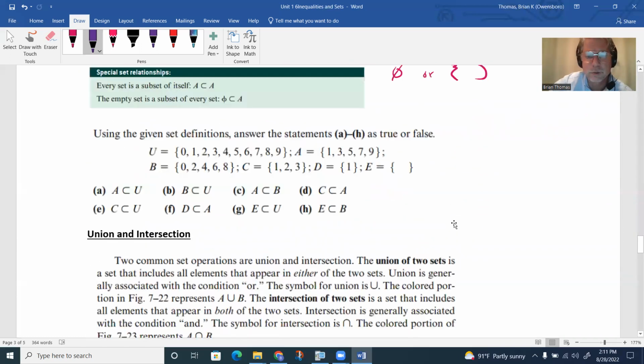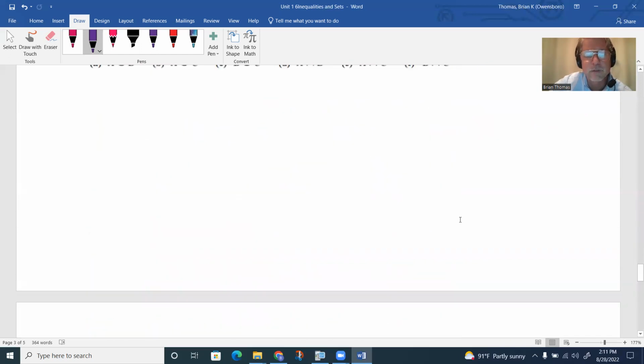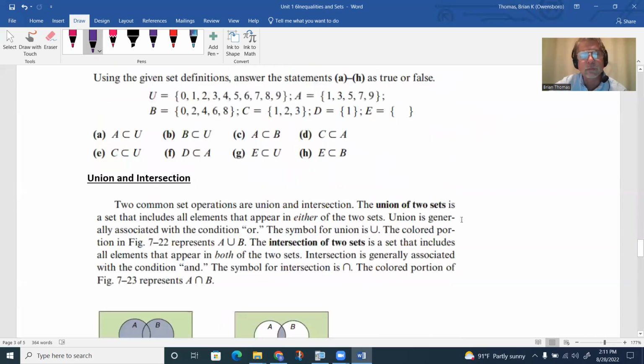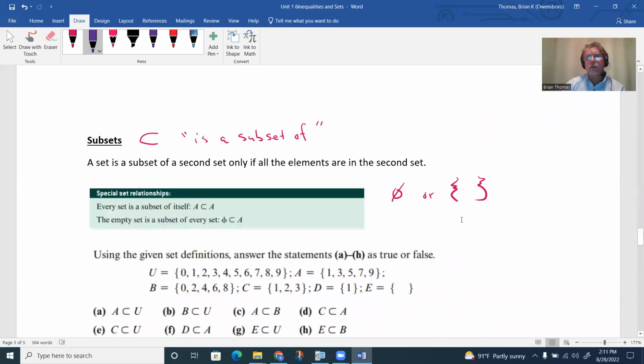So lastly, let's see what else we have here. I have a few more things to talk about. Also in this lesson, we have what's called subsets. This C shape or sideways U is the subset symbol. This symbol stands for "is a subset of." A set is a subset of a second set only if all the elements are in the second set.